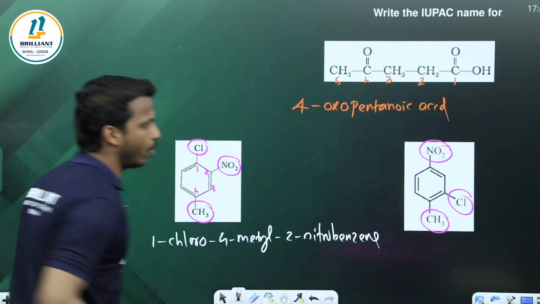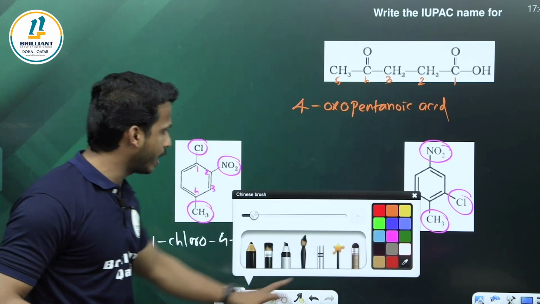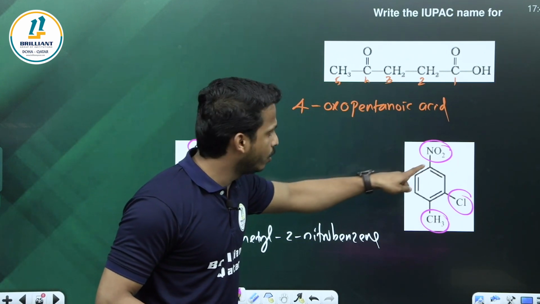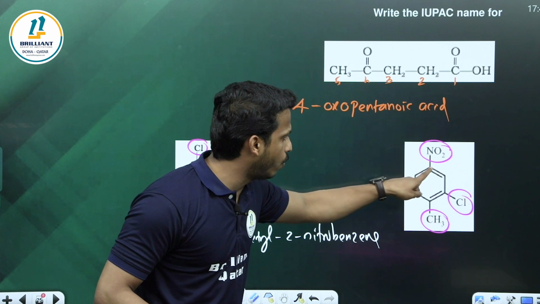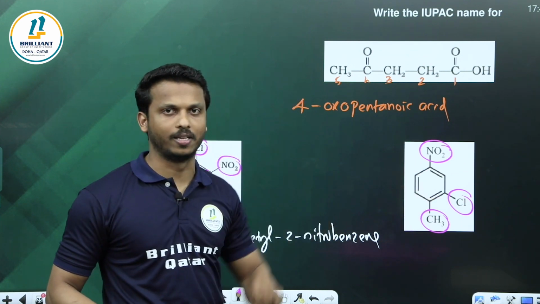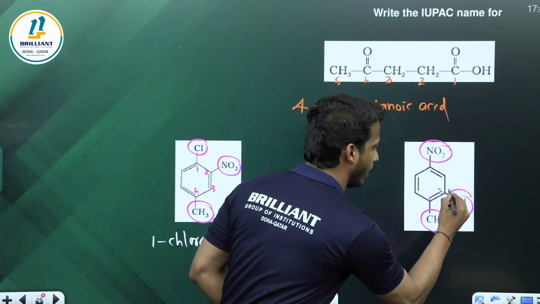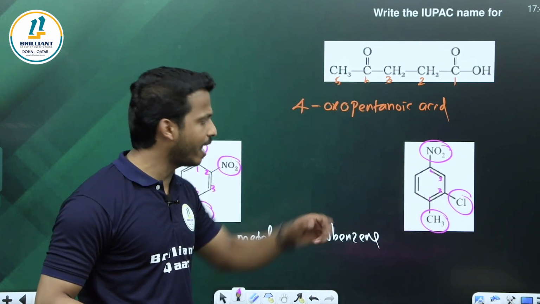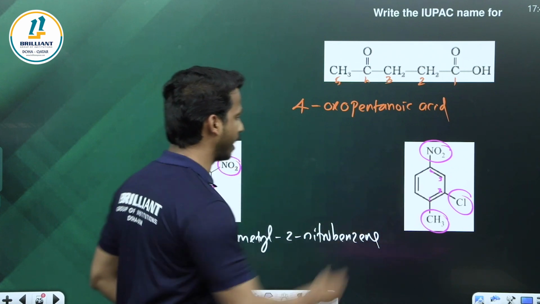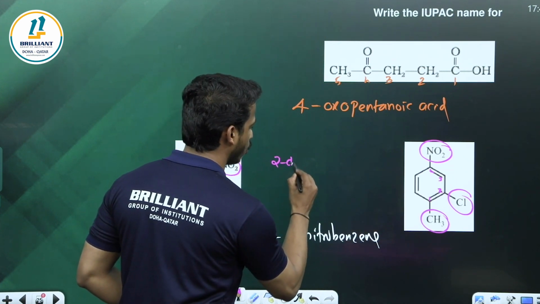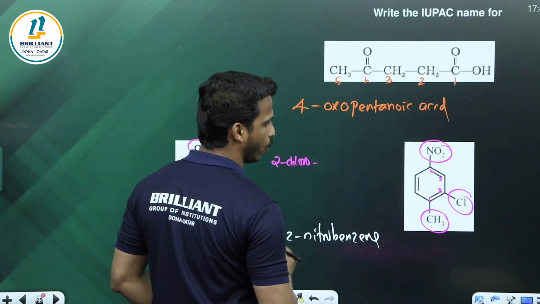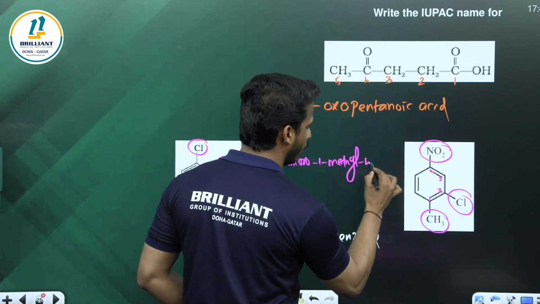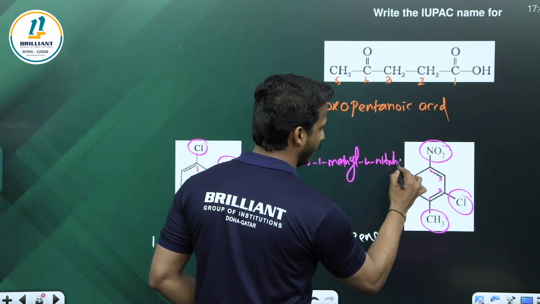Can you tell me the name of this compound if it is so? Where can you start numbering, dear all? Here if you start numbering from the top, you will get 1, 2, 3, 4, positions 1, 3, 4 have groups. If you start from down, 1, 2, 3, 4, positions 1, 2, 4 have groups. This is the least number. Then alphabetical order. Where is chlorine? Second position. So its name is 2-chloro-1-methyl-4-nitrobenzene.